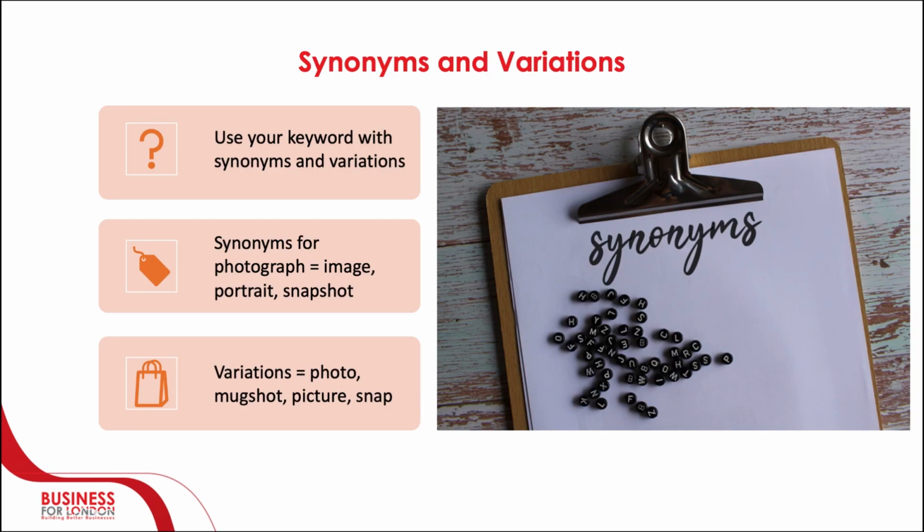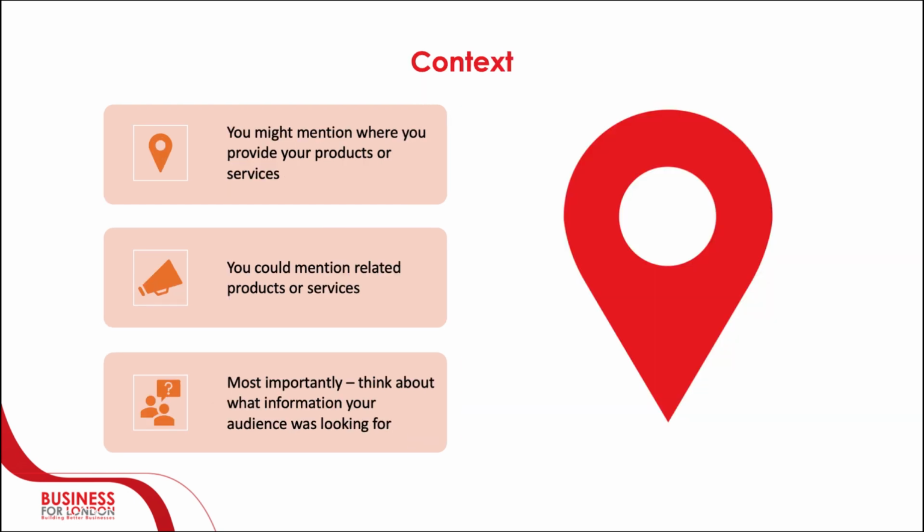You can use your keywords or key phrases with synonyms and variations. If we were talking about photography, we might use the words image, portrait, snapshot, photo, mugshot, picture, snap. Those kinds of words all suggest photography and photograph. You might mention where you provide your products or services. You might say that you're in London, for example, or in the town where you live. You could also mention related products or services, but the most important thing is what information the audience was looking for when they searched in the first place. You want people to come to your website and know that they've come to the right place and that they're going to find the answer to what they were looking for.